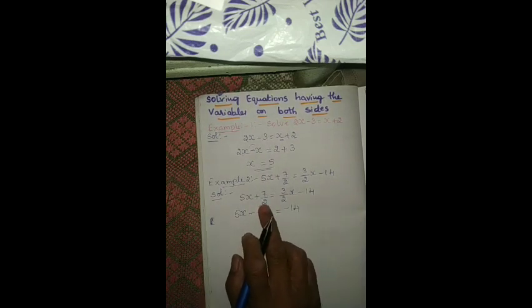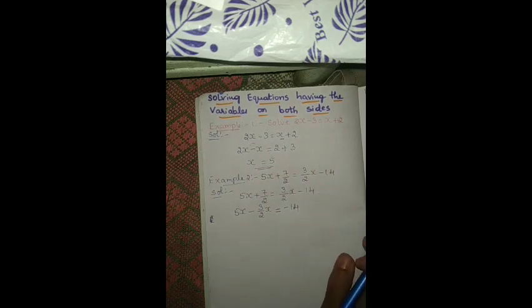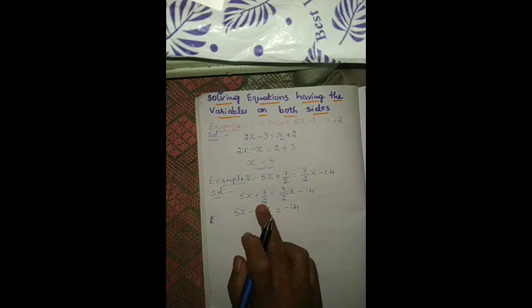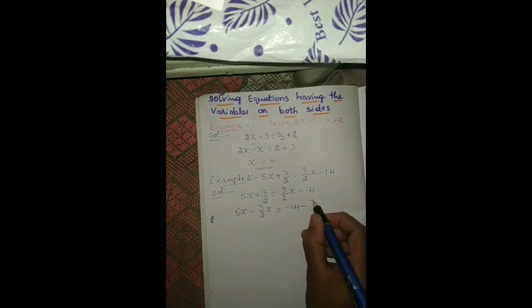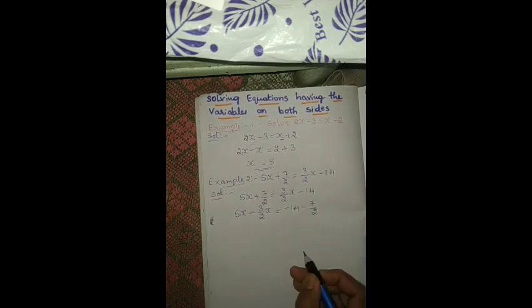But another number, simply a number is there, 7 by 2. I have to bring that to right hand side now. So while bringing, its sign changes. Remember children, while bringing, its sign changes. Plus 7 by 2 becomes a minus 7 by 2.